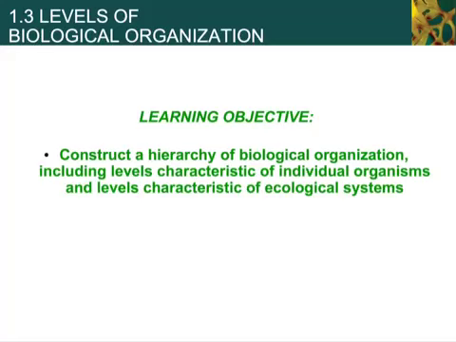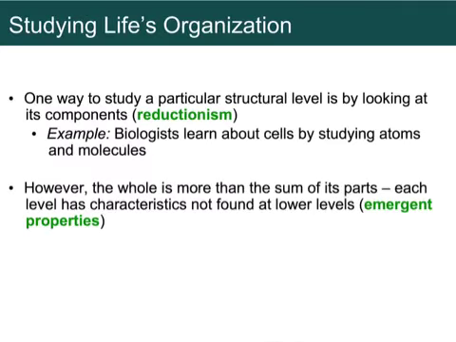Okay, in this video we're going to learn about two different things, biological organization and then also the transfer of information. We'll start with biological organization. The objective says to construct a hierarchy of biological organization including levels characteristic of individual organisms and levels characteristic of ecological systems. And you'll see what that means. It's pretty much a chain or a ladder, going from smallest to big. It's pretty simple. It's not too bad.